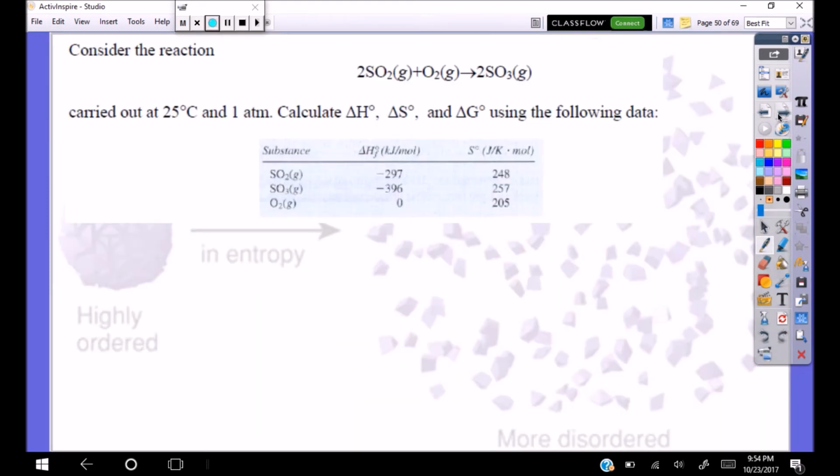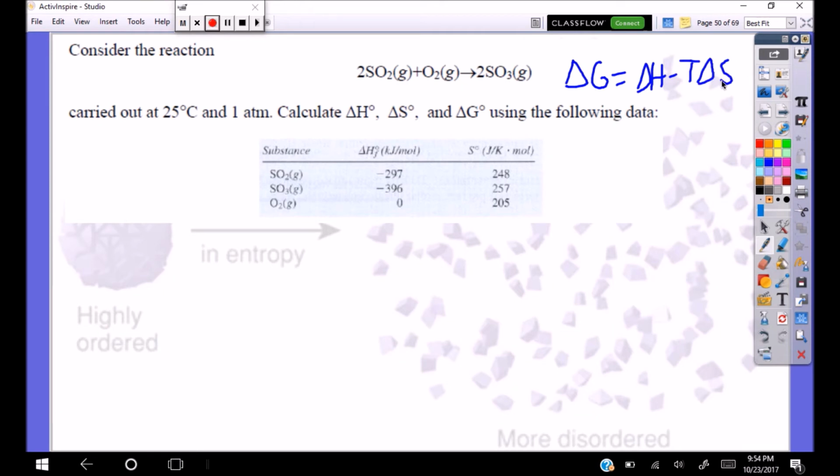So this last problem, yes, this is my last problem. This one's a doozy, mainly because it asks you to do all three parts. So it says that we have this synthesis reaction carried out at 25 degrees and 1 atmosphere. Calculate delta H, delta S, and delta G using the following data. So I give you delta H values and delta S values. And we also know we have this equation in the end, delta G equals delta H minus T delta S. Lovely. We got to use all three.